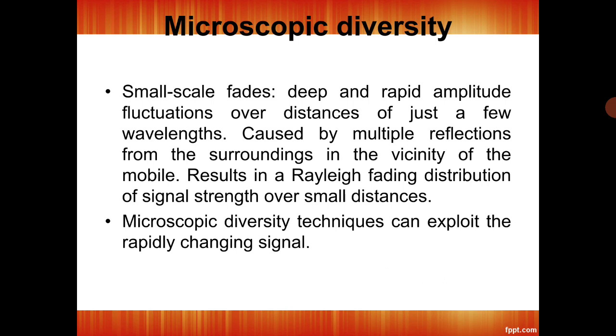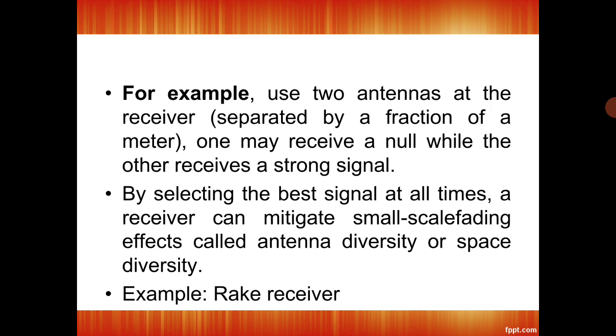Microscopic diversity, small scale fading, means deep and rapid amplitude fluctuation over distances of just a few wavelengths, caused by multiple reflections from the surroundings in the vicinity. The meaning of this is that in microscopic diversity the change is very little, and so the fading effect is also very simple. It is determined by Rayleigh fading distribution of signal strength. Microscopic diversity techniques can exploit a small, rapidly changing signal, for example, two antennas at the receiver separated by a fraction of a meter.